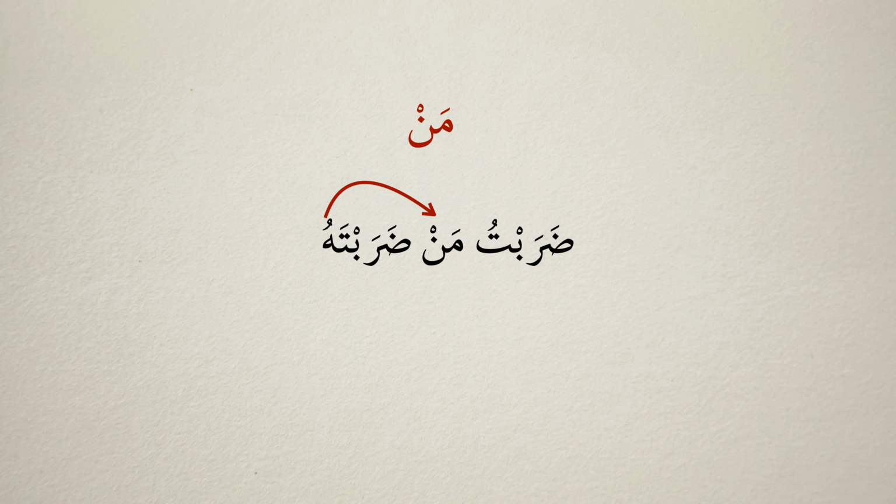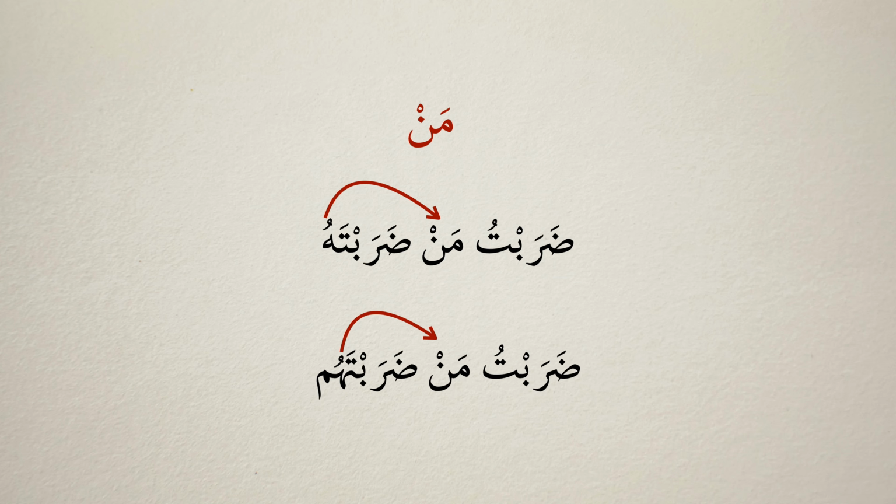So, man is used for aqil, that is, rational beings. For example, ضربت من ضربته, meaning I hit the one you hit. Here, man is al-ism al-mawsul and ضربته is silah, and the attached pronoun ha attached to it is ضمير عائد referring to man. Next example, ضربت من ضربتهم, meaning I hit those you hit. You can see that here man, which is al-ism al-mawsul, is used for plural, which we get to know by the attached pronoun hum, which refers back to man.